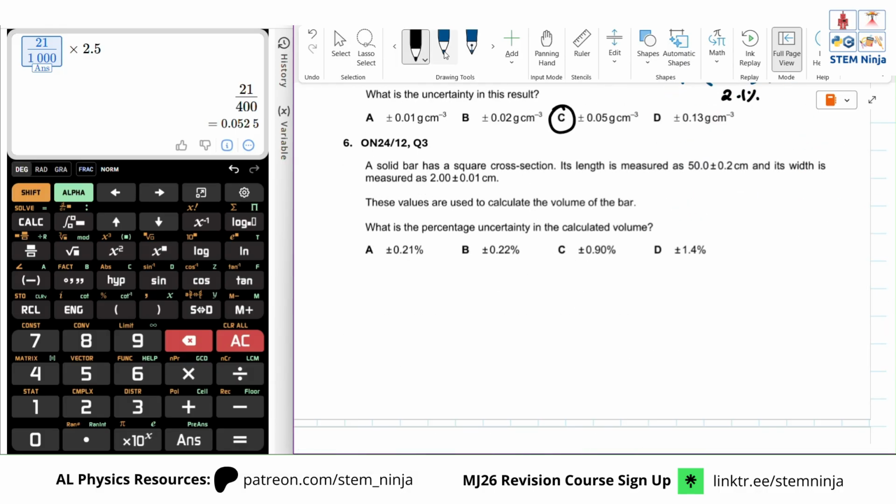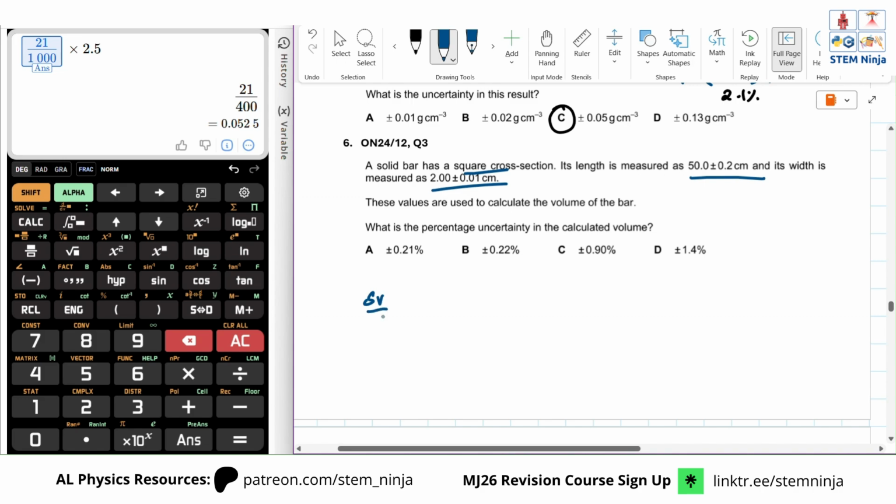A solid bar has a square cross section. Its length is measured as this, width is measured as this. The values are used to calculate the volume of the bar. What is the percentage uncertainty in the calculated volume? So what we will do over here, since one of these is used as the length for the square cross section, we need to figure that out.